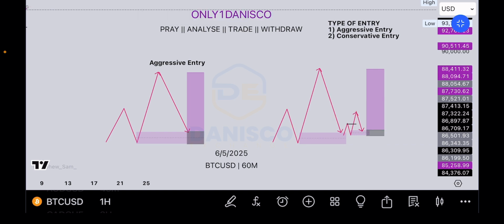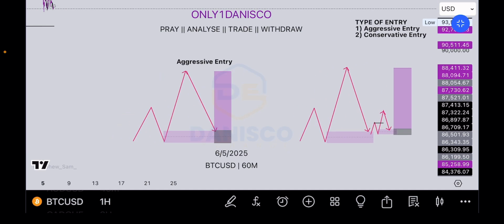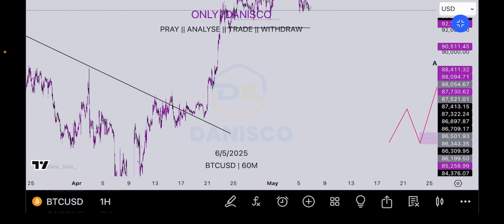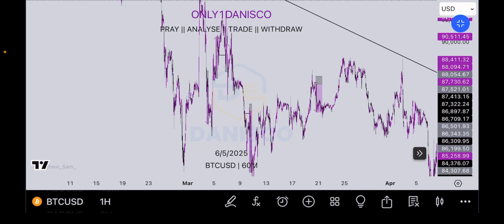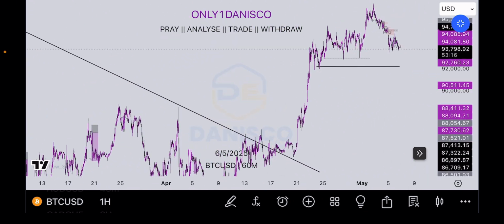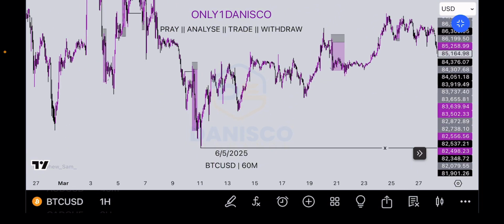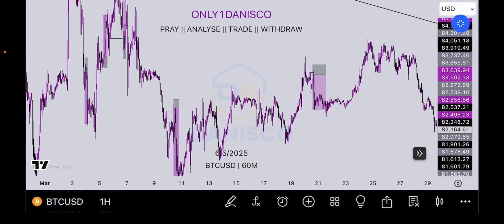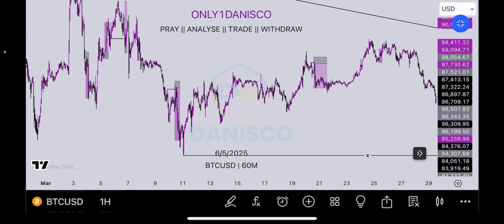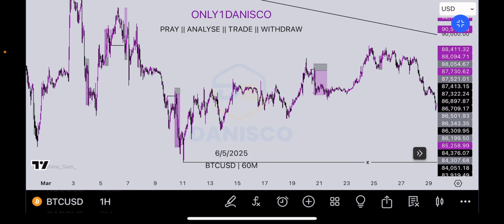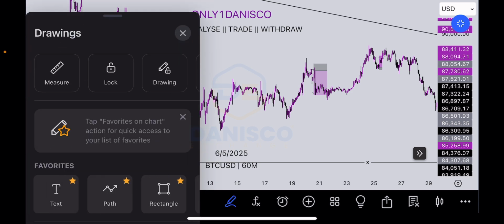So let's opt into our chart so that I can show you this stuff on charts. Let's use this BTC chart to explain it. Now let's look at this BTC chart. This is a structural liquidity. You can see this is exactly the same thing I explained.